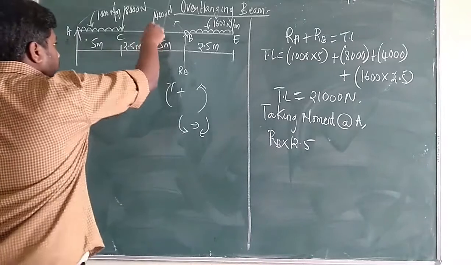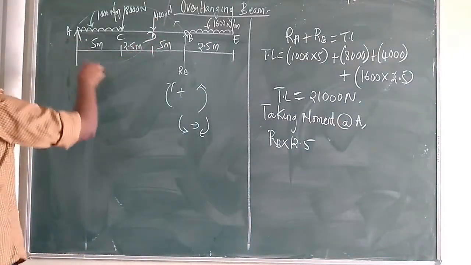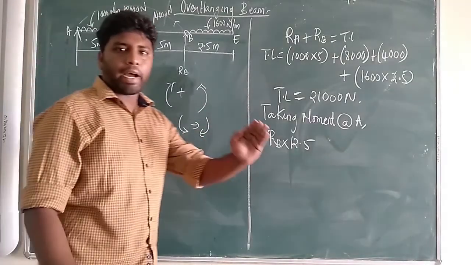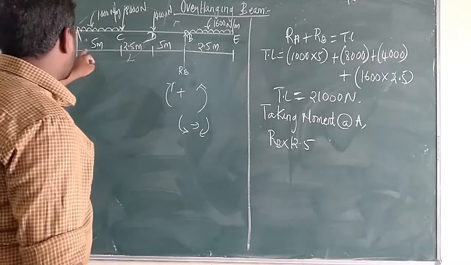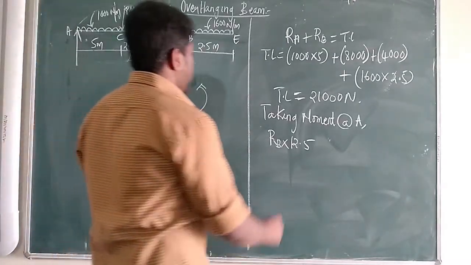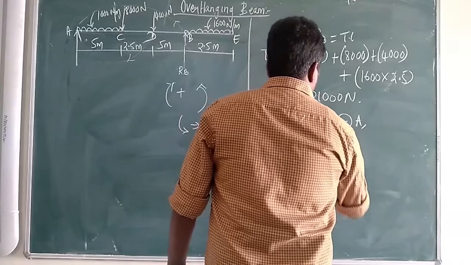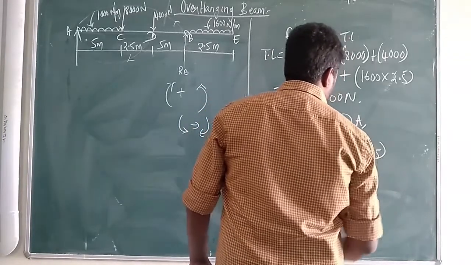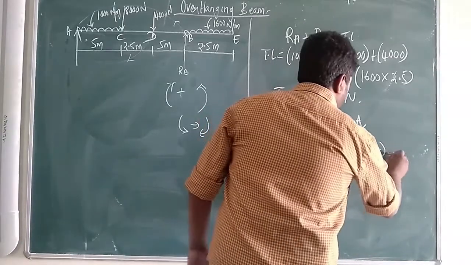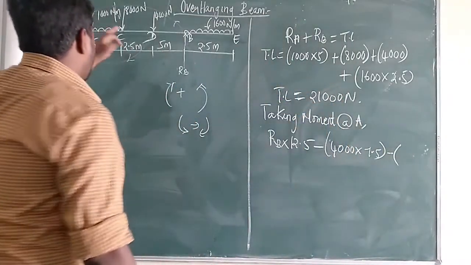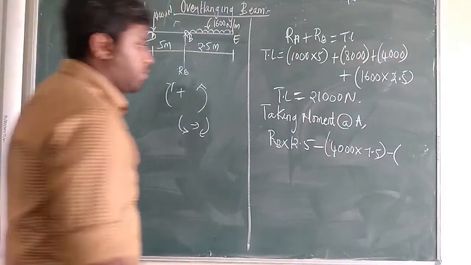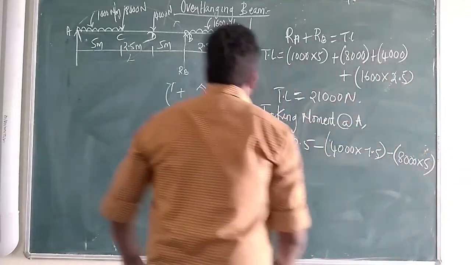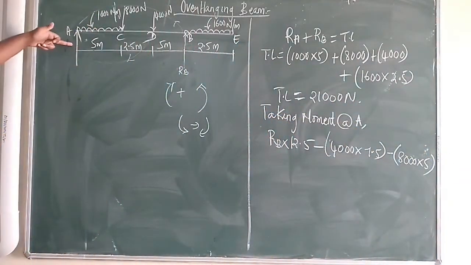Then this load is coming in this direction. This direction is what? Downward direction. Downward direction means it is negative. So minus 4000 into 5 plus 2.5 is 7.5. So minus 4000 into 7.5. Then minus this load, 8000 into 5. 8000 into 5. Then this load is also in downward direction.